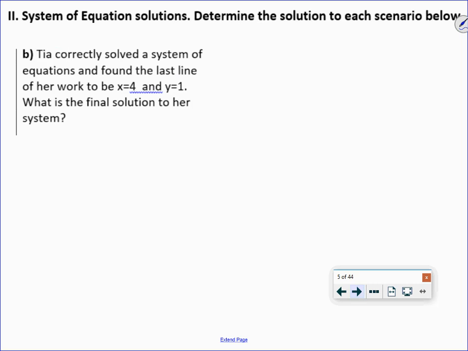For the next one, Tia correctly solved the system of equations and found the last line of her work was x equals 4 and y equals 1. So the solution to her system is just 4, comma, 1.